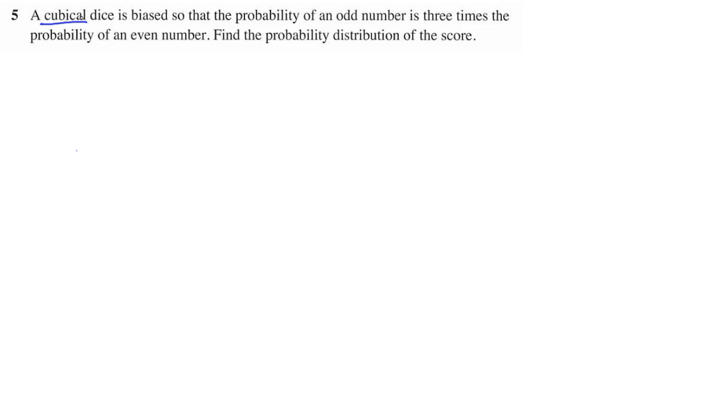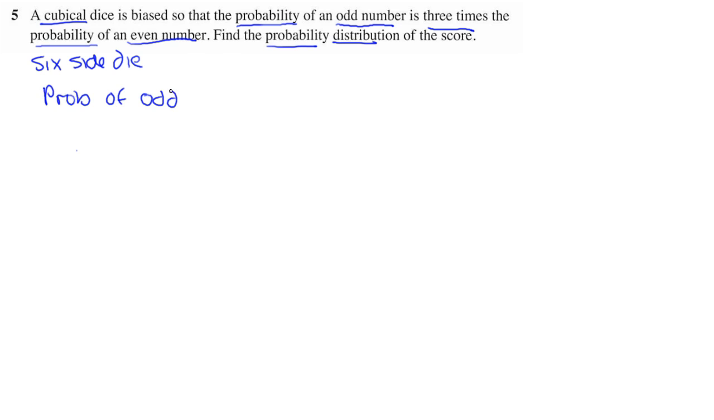In this problem, we've got a cubical dice, and it's biased, meaning it's not fair, so the probability of an odd number is 3 times the probability of an even number. And they want us to find the distribution for the scores. So this is not a fair dice. The probabilities are not going to be 1/6, 1/6, 1/6, 1/6, 1/6, 1/6. So we've got to figure this out.